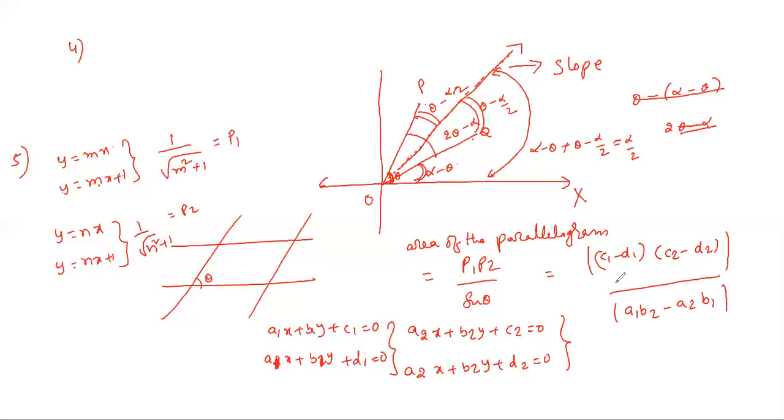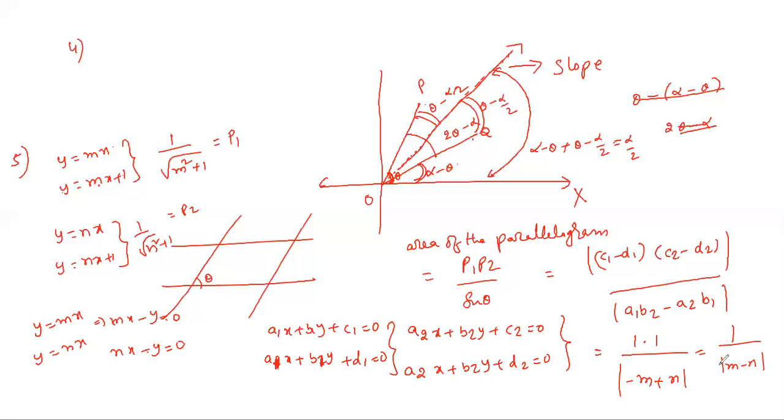Otherwise, use this formula. Here, what we get directly by using this formula: c1 minus d1 is 1 minus 1, and a1 b2. See, you have to take any two parallel lines, y equals mx, y equals mx. So mx minus y equal to 0. a1 b2 means minus m, a2 b1 means plus m. So it is nothing but 1 by mod of m minus m. Answer.